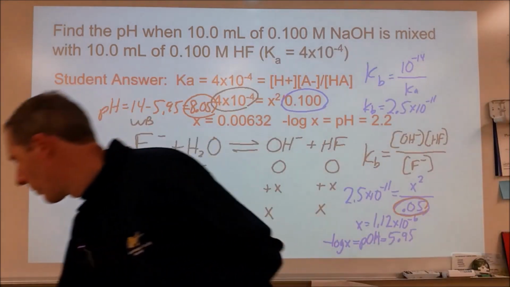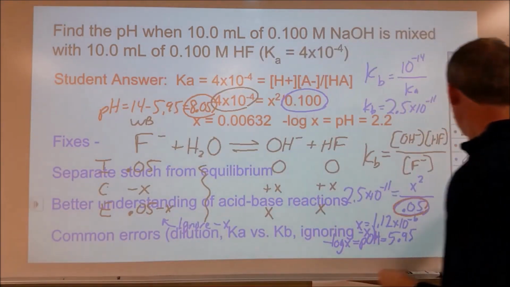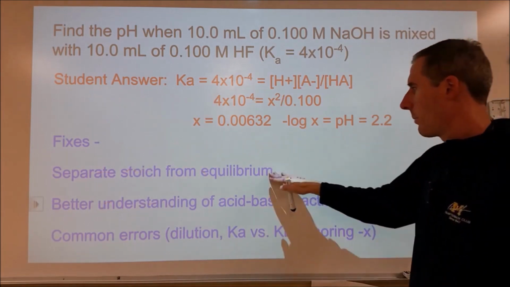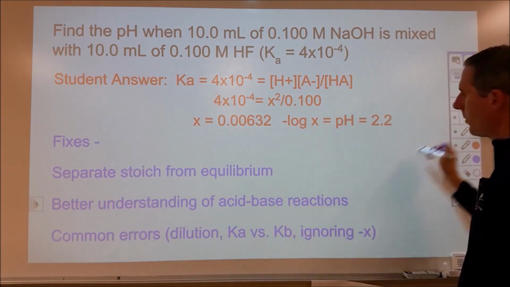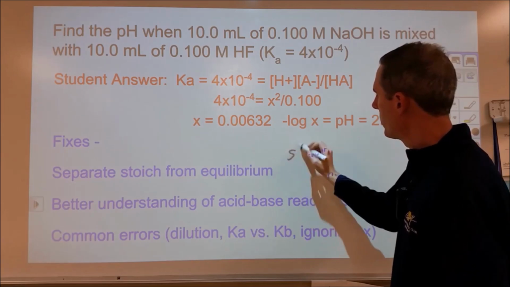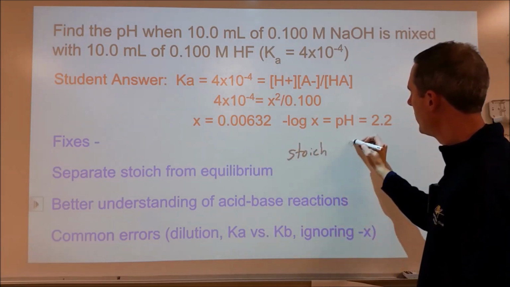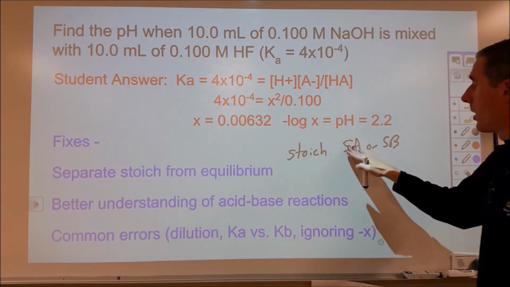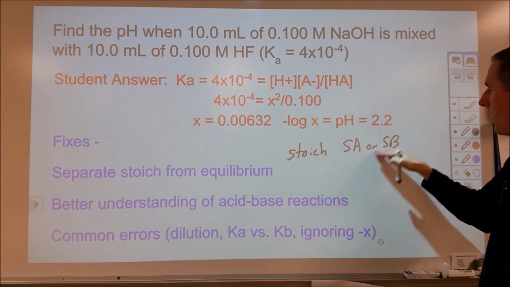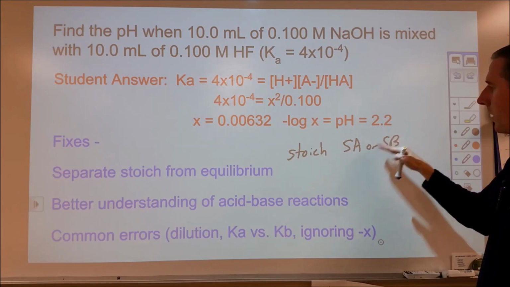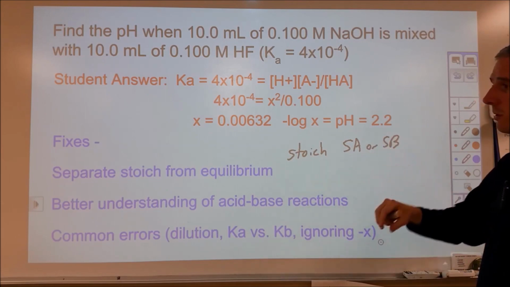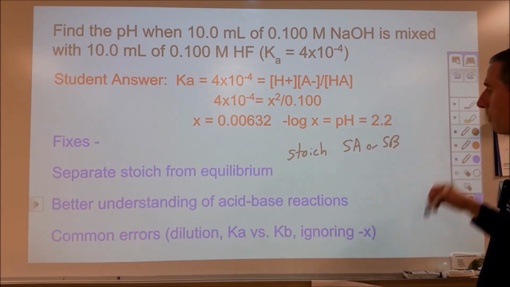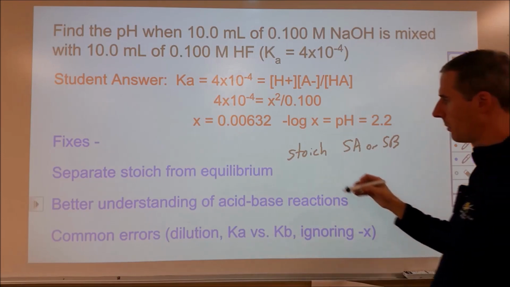So if we go back to what our goals were, separating stoich from equilibrium is a theme that I really think is important. So we're looking at stoichiometry applications whenever we're dealing with a strong acid or a strong base in any context. Strong acid plus water, strong acid plus weak base, strong base plus weak acid, strong base plus water. All of those are going to involve a complete reaction, or complete enough that we can ignore the equilibrium components.